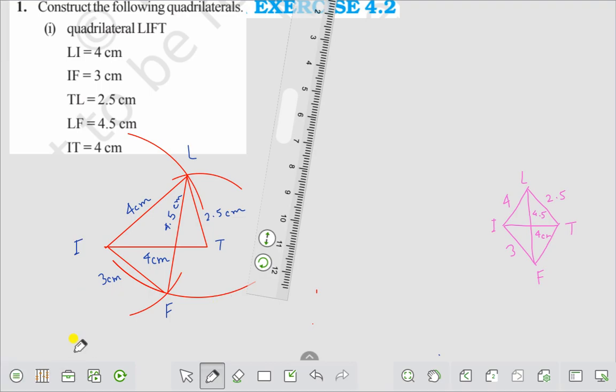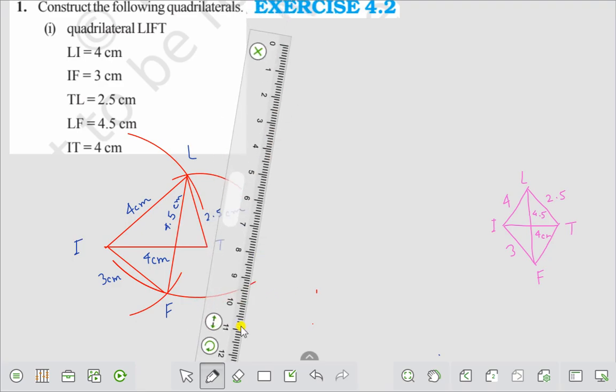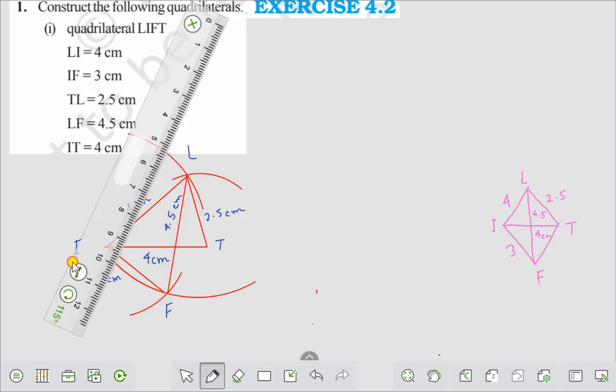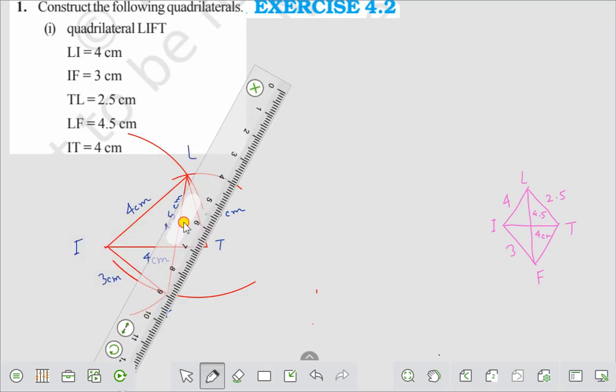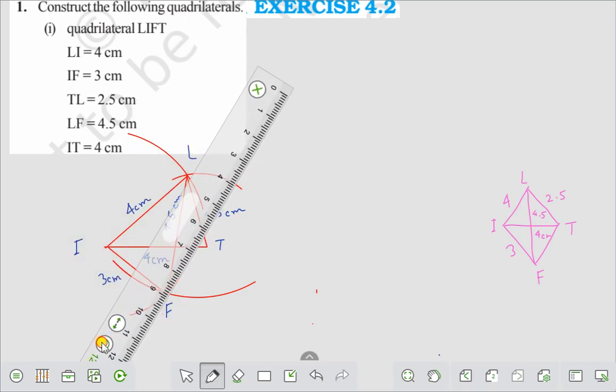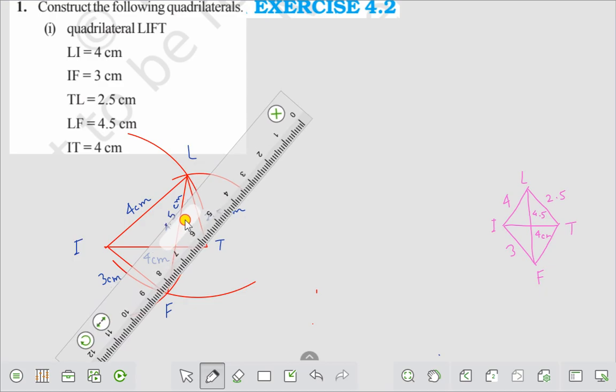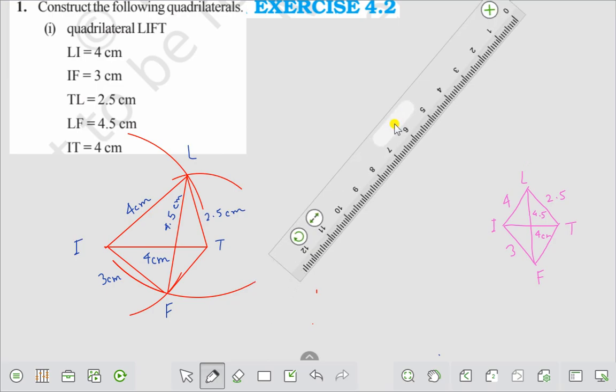Now join FT with the help of this ruler, F and T. Join F with T, right. Now you see, this is the required quadrilateral, right.